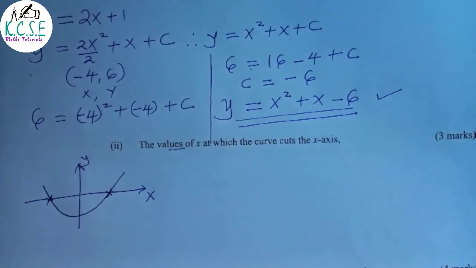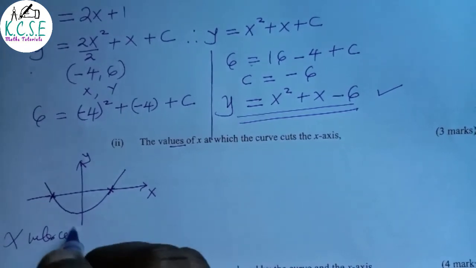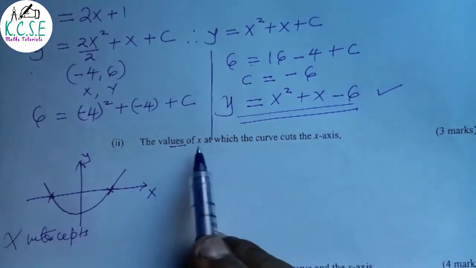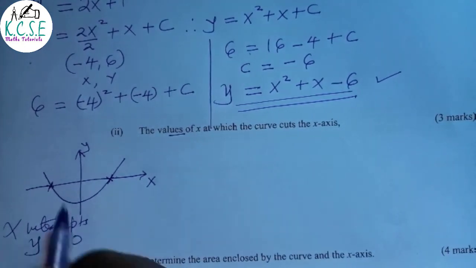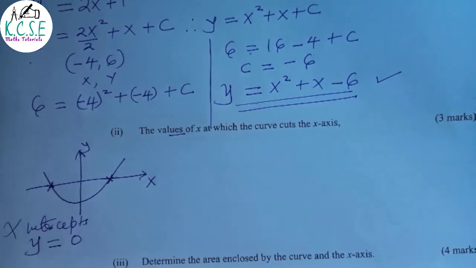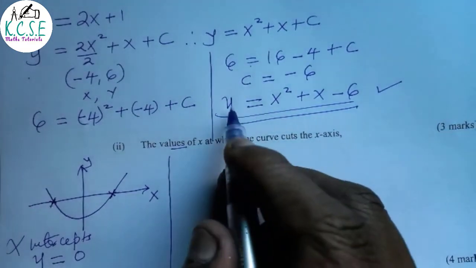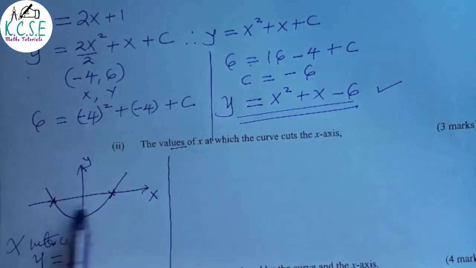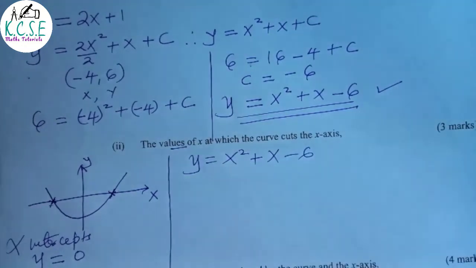So how do you identify these x-intercepts? We are required to get the values of the x-intercepts. And how do you know the point where the curve cuts the x-axis? At the x-intercept, the value of y is equal to 0. The values of y at these 2 points will be equal to 0. So what we need to do is take the equation of the curve and substitute y with 0, since at the x-intercept, the point where the curve cuts the x-axis, the value of y is 0. So y equals x squared plus x minus 6.